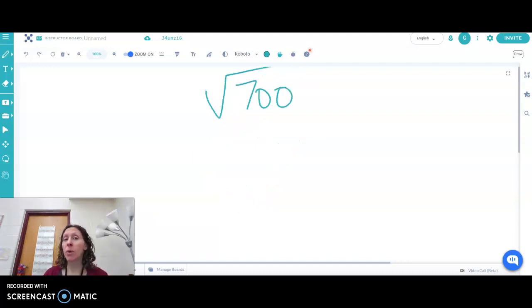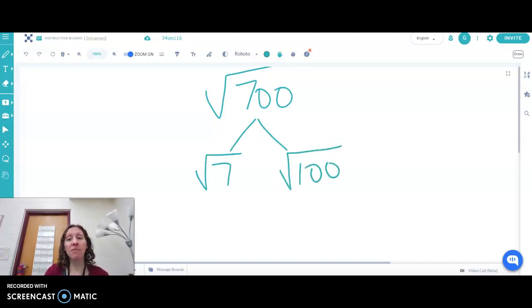Let's try the square root of 700. We could break that up into the square root of 7 and the square root of 100. The square root of 100 is 10, and there is no square root of 7. So our final answer would be 10 times the square root of 7. We put the integer number first, followed by the square root.